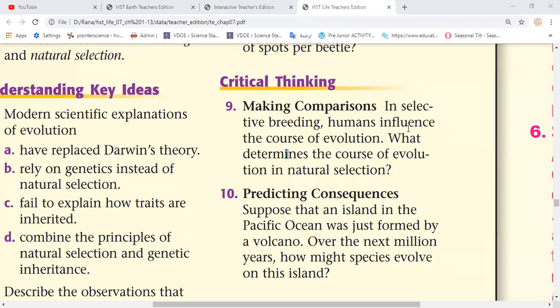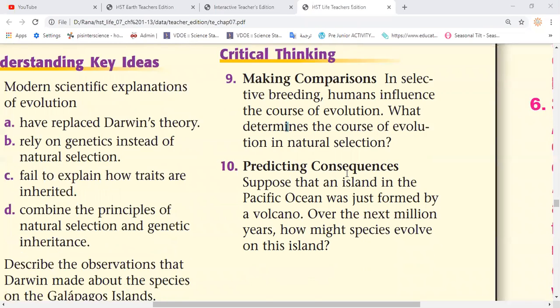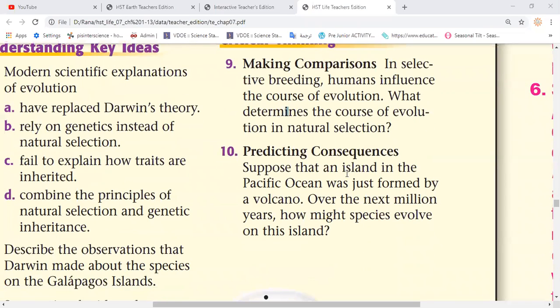So question number 10. It says: suppose that an island in the Pacific Ocean was just formed by a volcano. Over the next million years, how might species evolve on this island? So that's just a hypothesis, or a kind of assumption. Let's find how you could answer this question based on the scientific facts which we studied about evolution, guys.